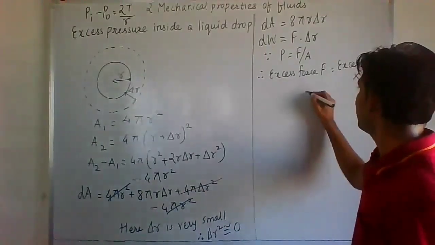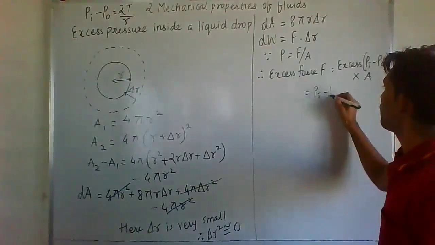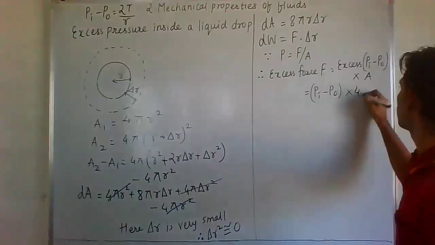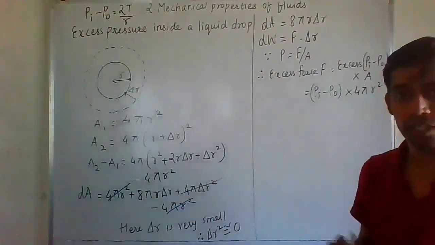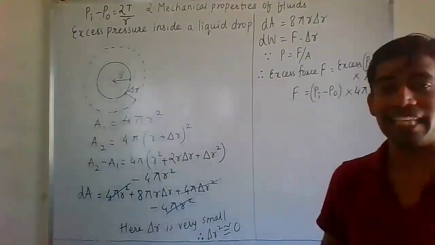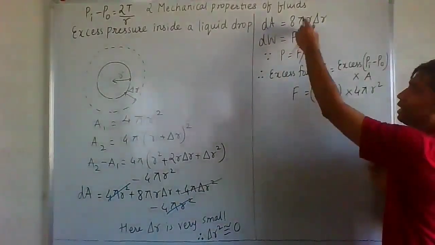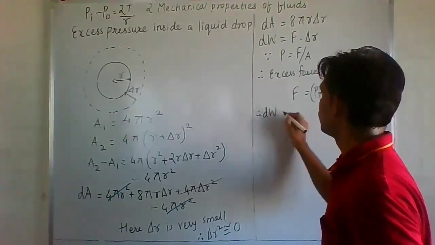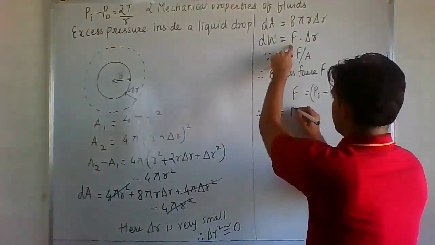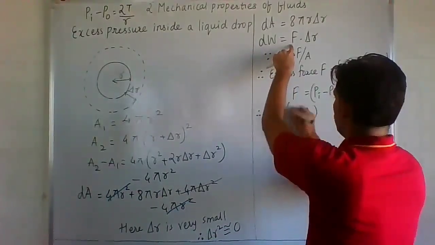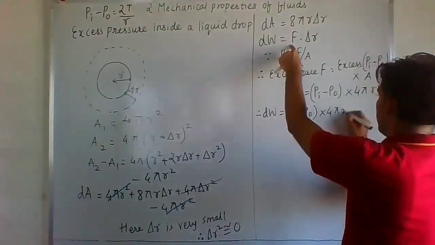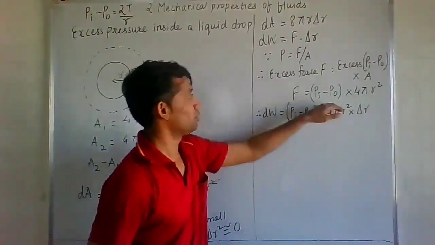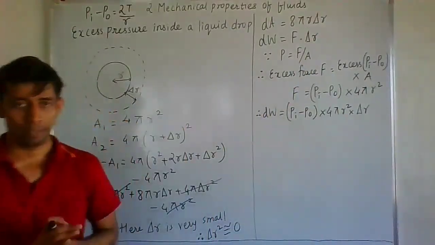Clear? So therefore we will get Pi minus Po into area formula, we will be taking 4 pi r square. So we got the formula of excess force. This we can substitute over here. So therefore I can write dW is equal to, instead of this, Pi minus Po into 4 pi r square into this delta r. Okay, I substituted this over here and we got this part.